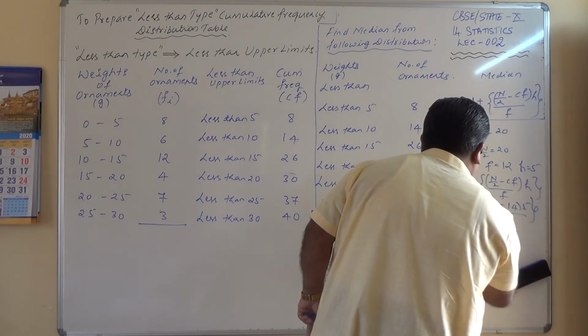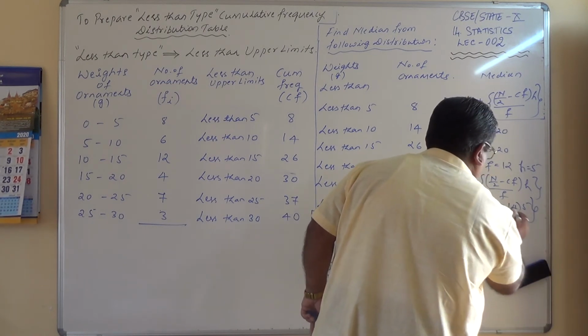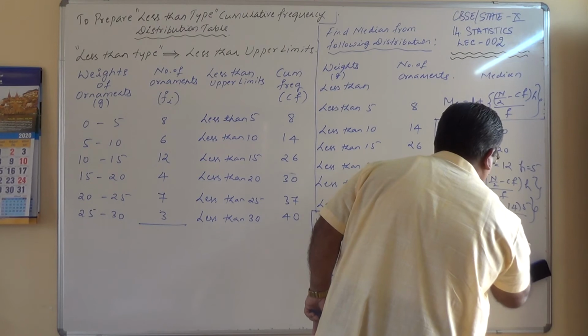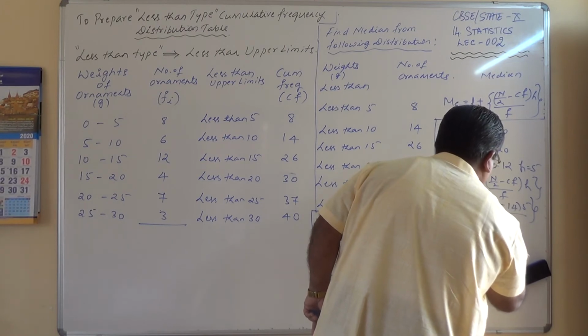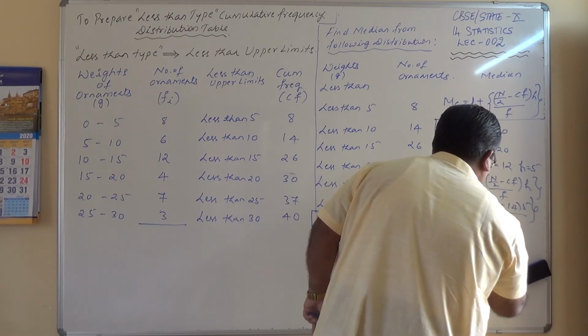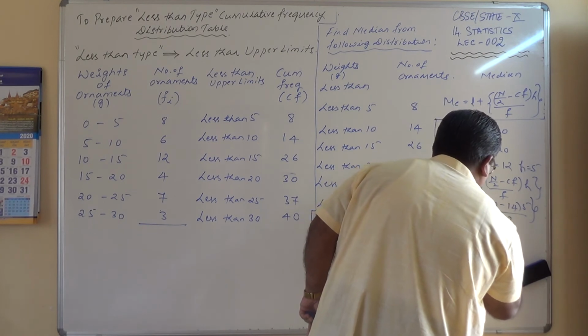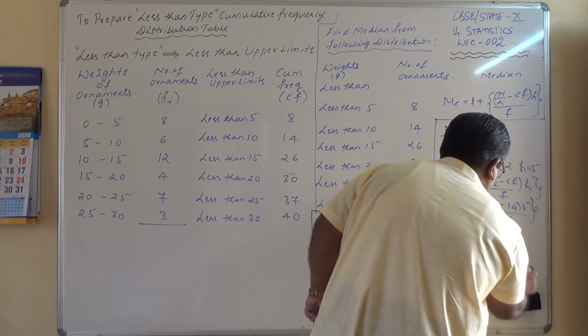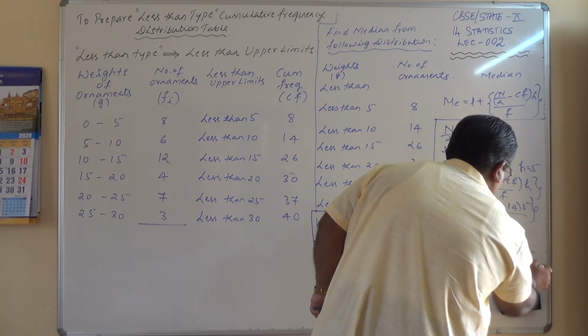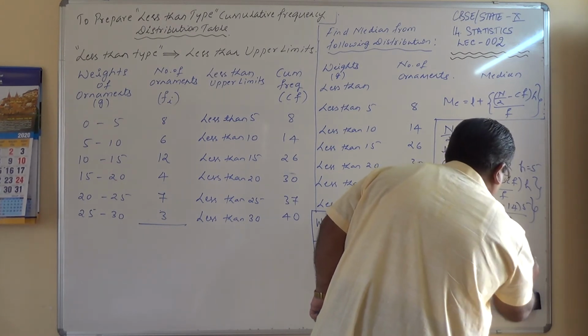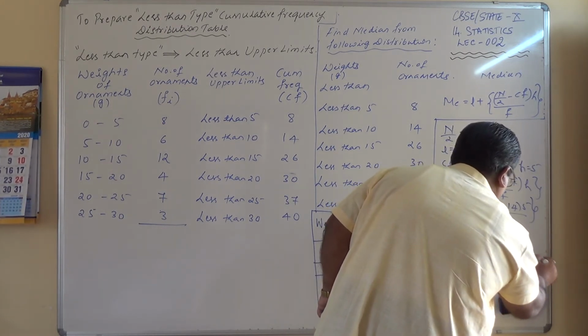Which is equal to 10 plus 6 into 5 divided by 12. 6 fives are 30, and divided by 12 is 2.5, which is equal to 10 plus 2.5, which is 12.5. So the median is 12.5 here.